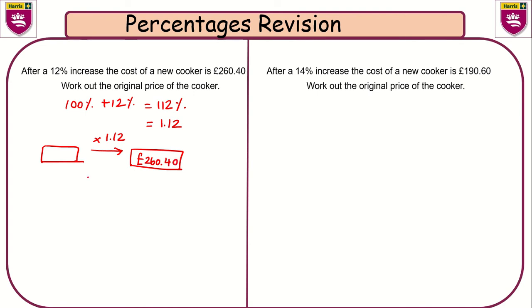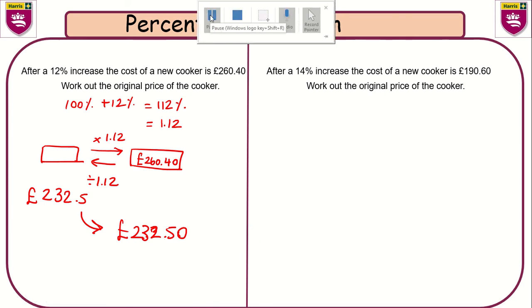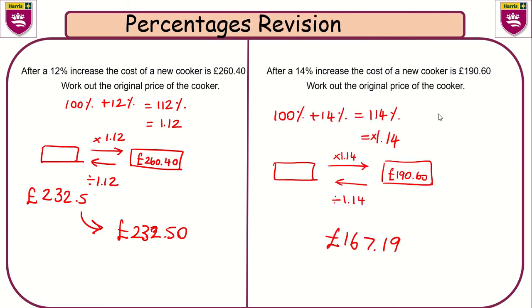They're asking us to go back and find out what the original price was. So when I go back, I'm going to do the inverse operation of this. So that means I need to divide 260.40 by 1.12, and that's going to give me 232.5, which is, remember, you're going to write this down as 50p, not 5p. This is not 5p, this is 50p. Now, we're pausing this and trying the next question ourselves. Let's go. So we're going to get £167.19.